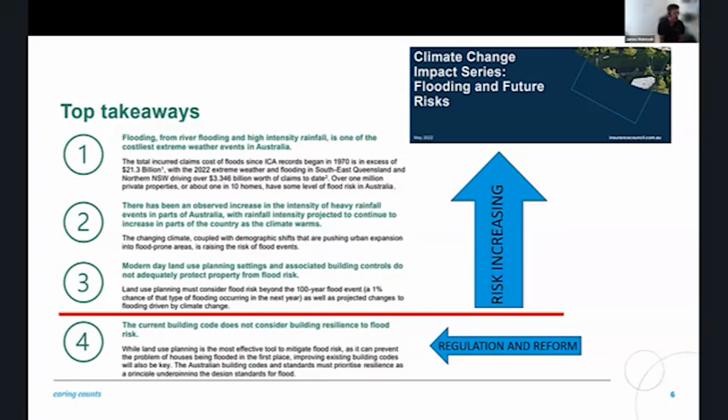Number 4, the current building code does not consider building resilience to flood risk. That's about regulation and reform. So we've got 3 major takeaways, the top takeaways, if you like, telling us that this is not declining. This is a problem that is going to continue to increase. And we've got some challenges around regulation and reform as it relates to flood resilience.